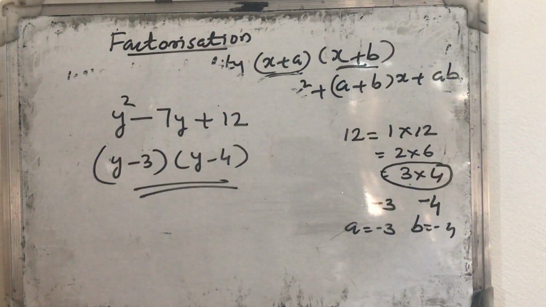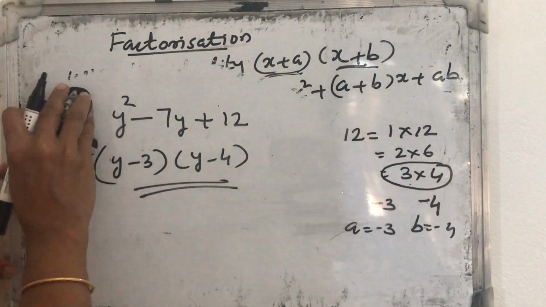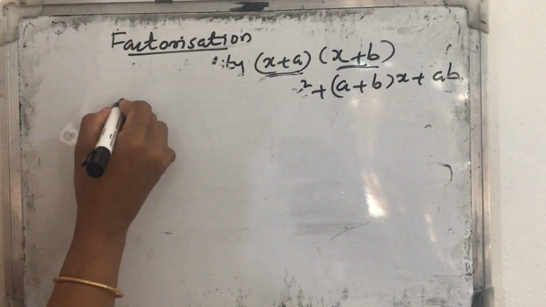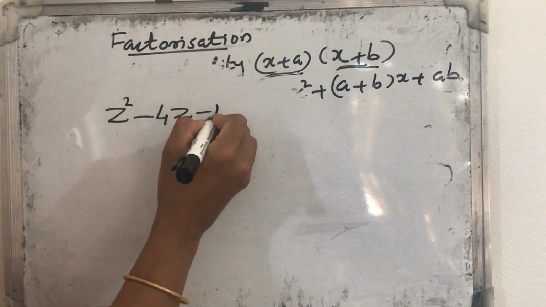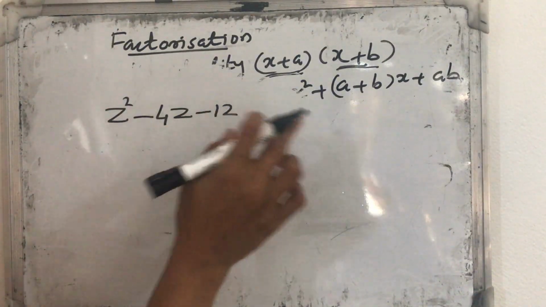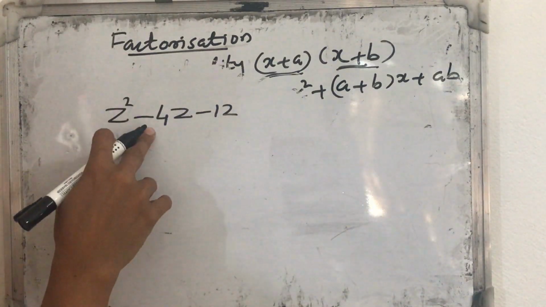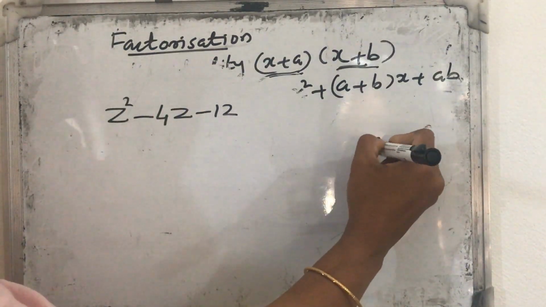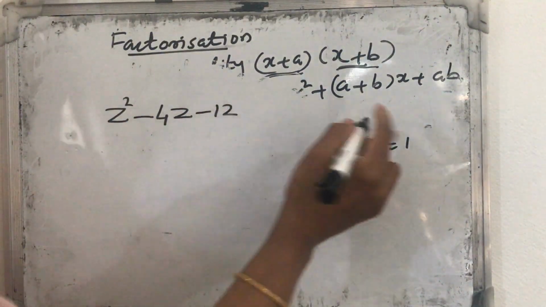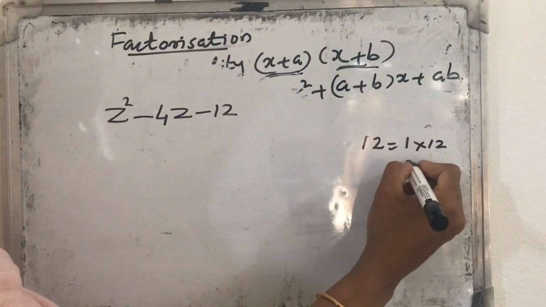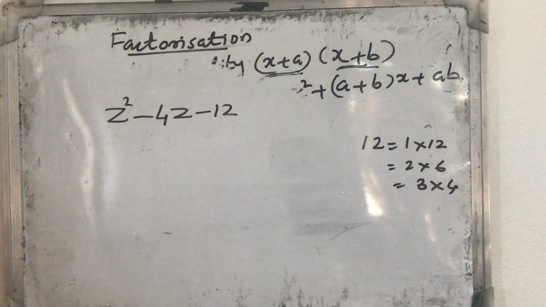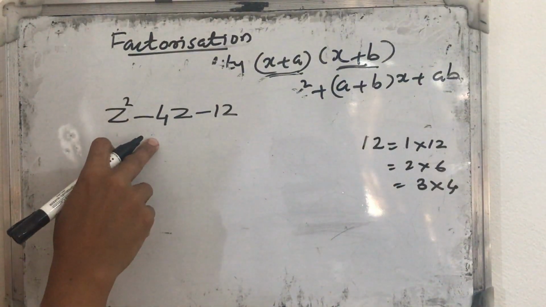Then another question. Obtain the factors of z square minus 4z minus 12. Okay, z square minus 4z minus 12. How can we do this? Here in this case also the product is minus 12 that we want to get, but the sum we want to get is minus 4. So the factors of 12 we want to select because the constant term is 12. So its factors are 1 into 12, 2 into 6, 3 into 4. Out of these which will be suitable? Whose sum is minus 4?